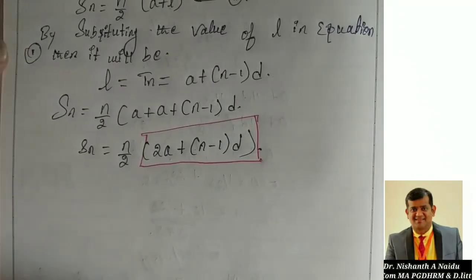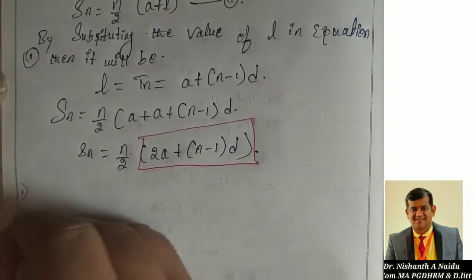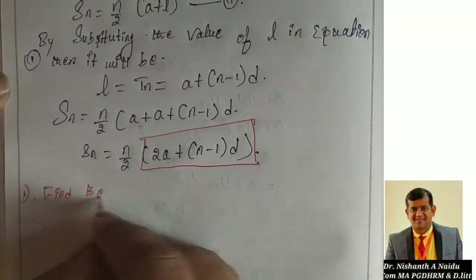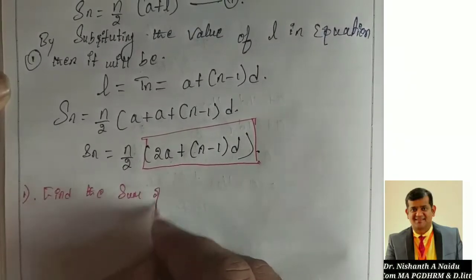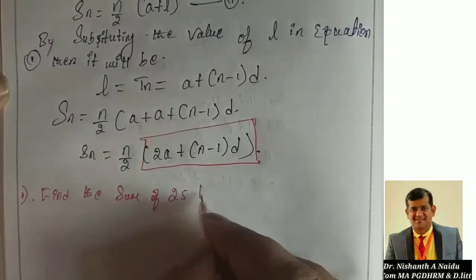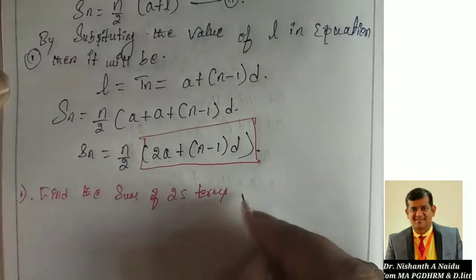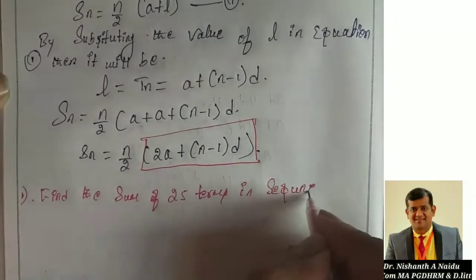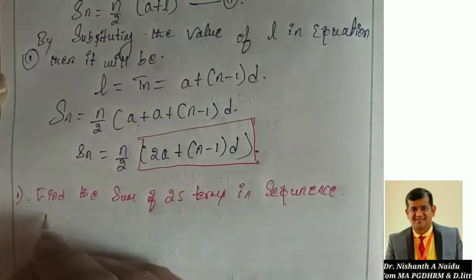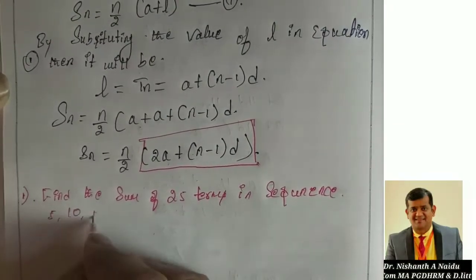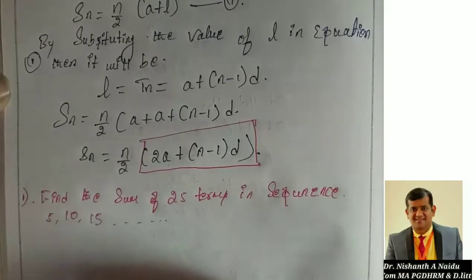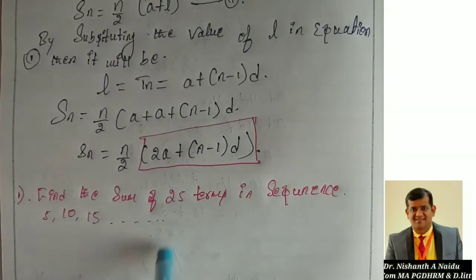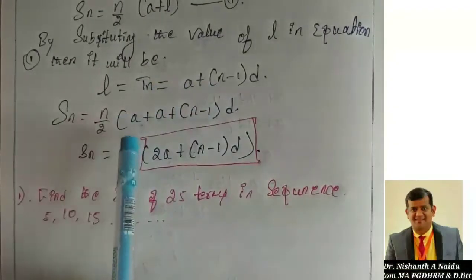In the Sn series I am starting the first problem. Find the sum of 25 terms in the sequence 5, 10, 15, and so on. Now we are applying the same formula whatever we have done here.